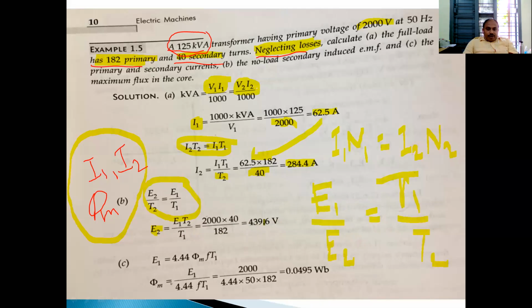So there is the secondary induced EMF. Calculate the maximum value of flux. The maximum value of flux equals the induced EMF in the primary, that is 2000 volts primary voltage, divided by 4.44 times frequency times primary turns. So this is the maximum flux value. In this manner, we calculate the currents and the voltages in a transformer.